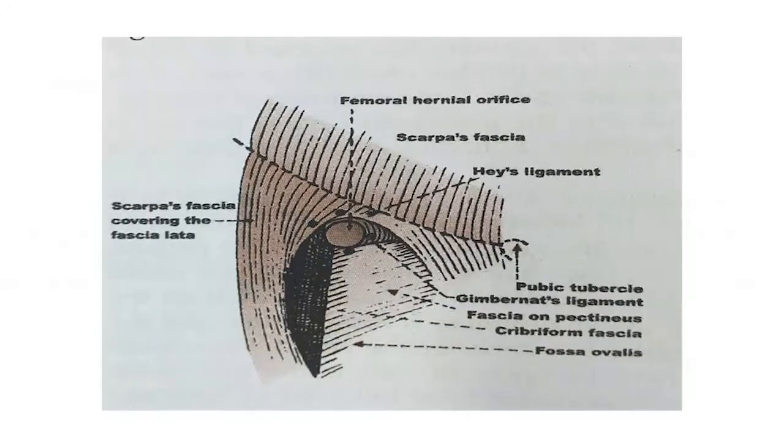Dear students, here is an image showing a schematic diagram of the anatomy of the femoral hernial orifice. There is Scarpa's fascia covering the fascia lata, femoral hernial orifice, Scarpa's fascia, inguinal ligament, pubic tubercle, Gimbernat's ligament, fascia on the pectineus, cribriform fascia and the fossa ovalis. All anatomy is clearly seen in this picture.